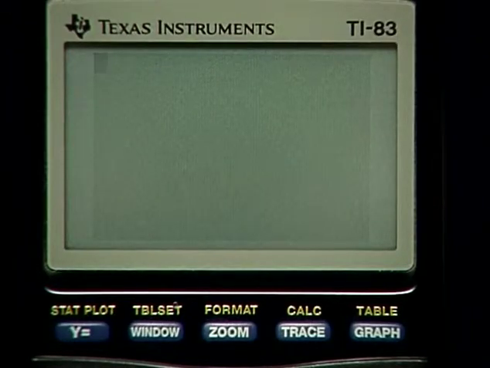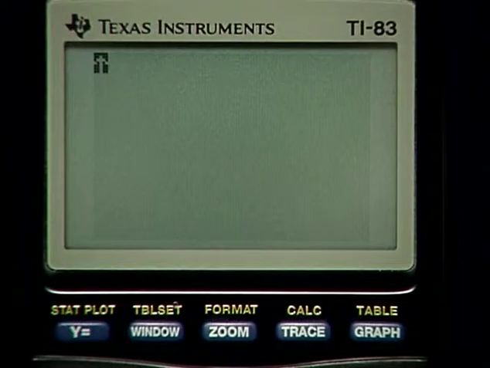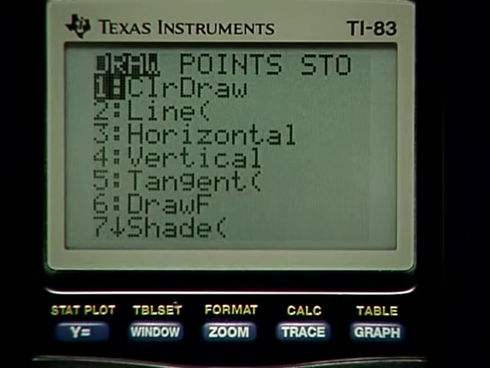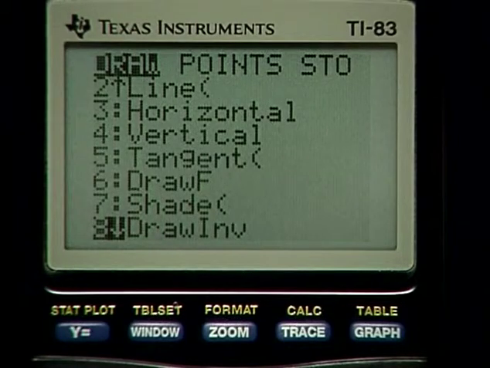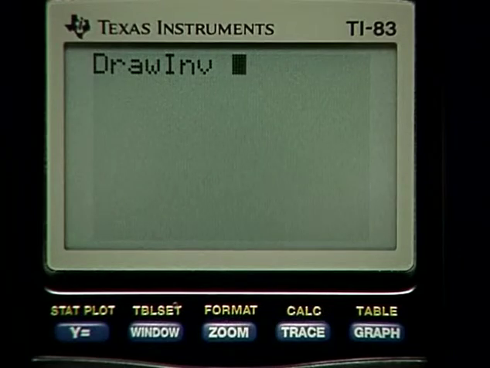And from here, we access the Draw menu. Now, to do that, press second and then the button marked Program. The second function on Program is Draw, so it's actually second, and then we're accessing Draw. Here's the Draw menu. Let's cursor down. There are a number of options here, and it's option number 8 that we want. Here's Draw Inverse. When we press Enter, here's what shows up.